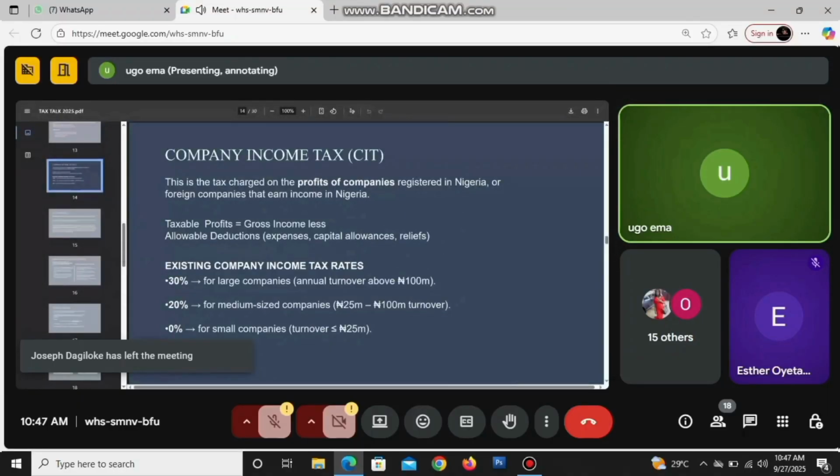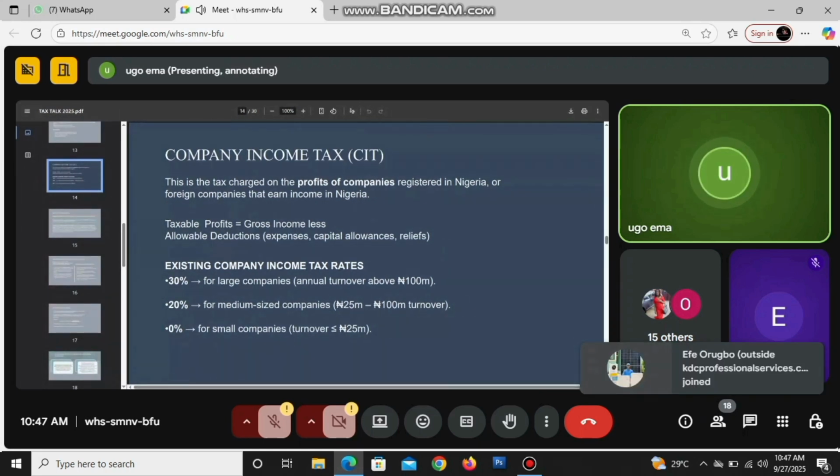Speaking now on company income tax. So basically, what is company income tax? This is the tax that is usually charged on profits of companies registered in Nigeria or foreign companies that earn income in Nigeria. So as long as you are a registered company in Nigeria doing business in Nigeria, your profits are subject to company income tax. And even if your company is not registered or does not reside in Nigeria, as long as you carry any form of business activity that earns you income from Nigeria, you would also be paying company income tax.